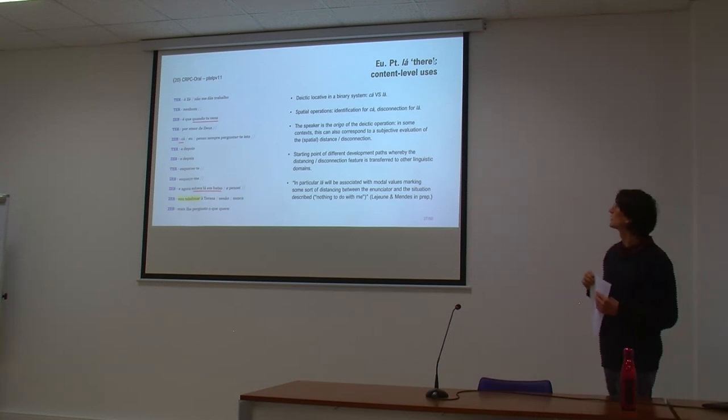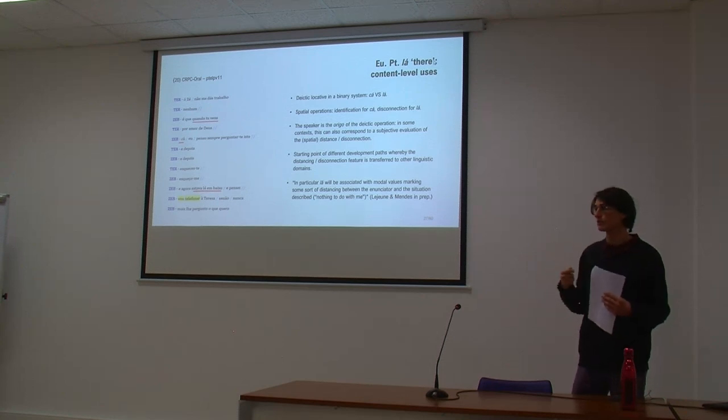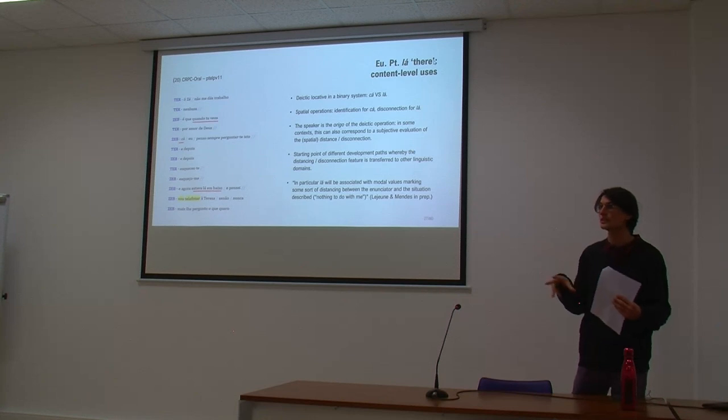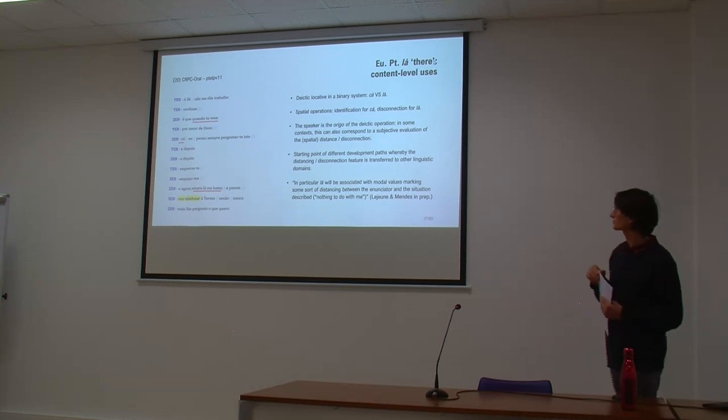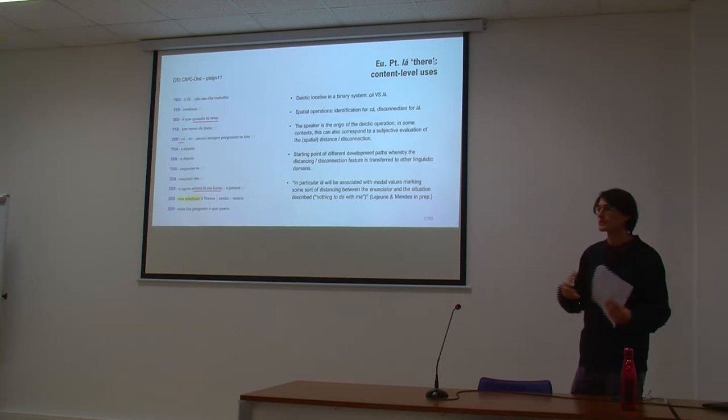binary system of locatives opposed to this other adverb, ka, and basically they perform a special operation, whereby ka expresses identification with the position of the speaker, and la expresses distance or disconnection. And of course, the speaker is the source of the deictic operation. And in some contexts, because of the presence of the speaker, this can also correspond to a subjective evaluation of this distance.